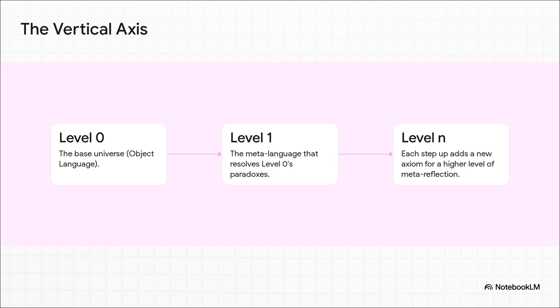Think of level 0 as your basic set of rules, your starting universe. Level 1 is like taking a step up the ladder and looking down. From here, you can see truths about level 0 that were impossible to see when you were inside it. You can solve its paradoxes. And every step you take up that ladder gives you an even more powerful meta viewpoint.